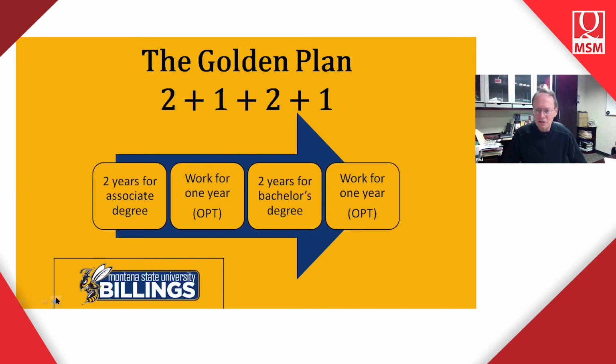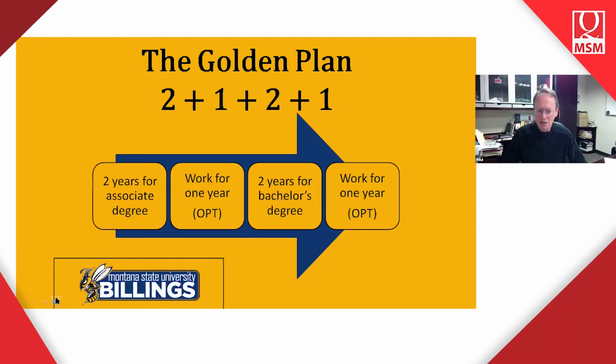Students will study for 2 years and earn an associate degree. After they've earned that degree, they have the right to work in the United States for 1 year in a program called OPT. So the students will work for 1 year and they can earn an income. They can work in Billings. Most of them choose to stay in Montana and Billings, but students are also able to work anywhere in the United States. There are restrictions about OPT. They have to work in their field of study. So if they're in the college of business, they have to be working in a business environment.